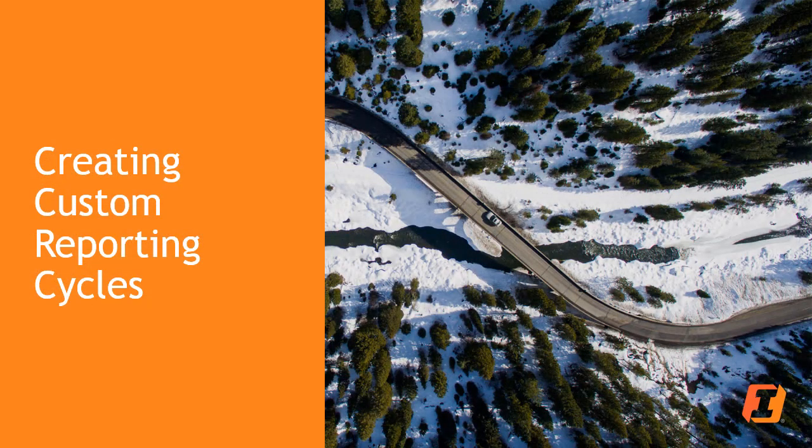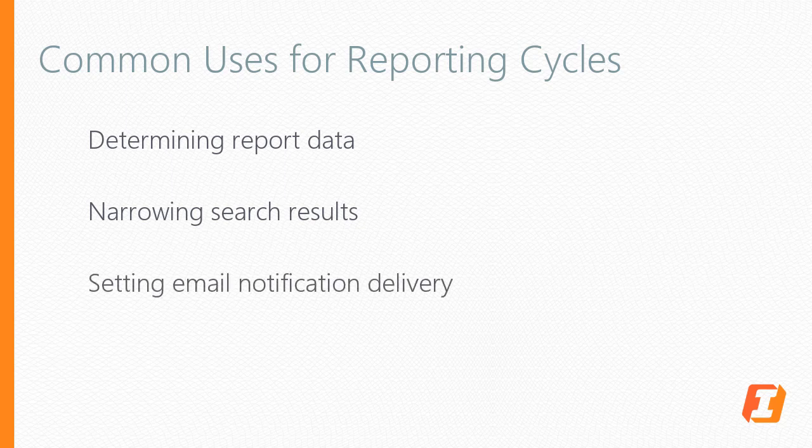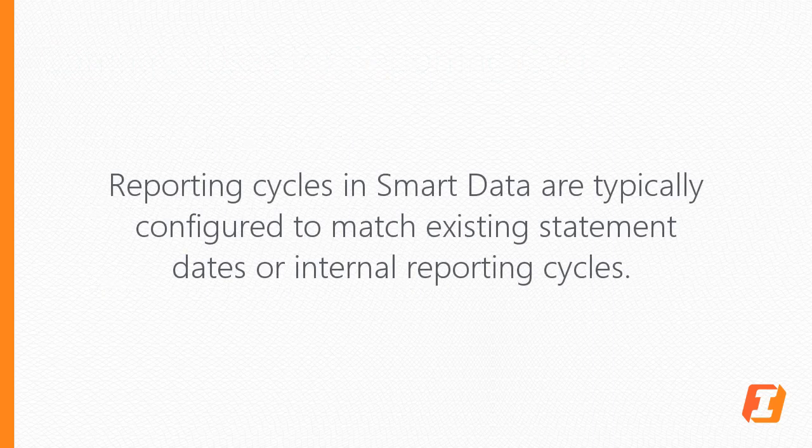A custom reporting cycle is a predefined time range that can be used for several purposes, such as determining what data is included in reports, narrowing search results, or setting the delivery of email notifications, which will be covered shortly. Clients typically set up reporting cycles in Smart Data to match their own statement dates or internal reporting cycles.